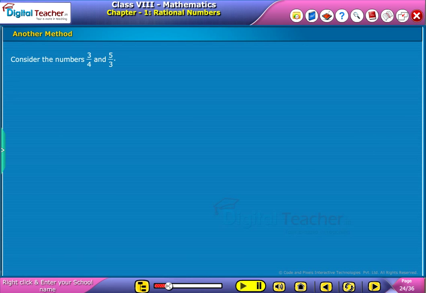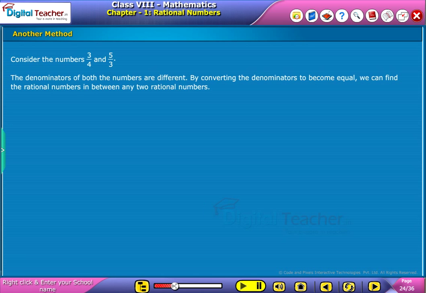Consider the numbers 3 by 4 and 5 by 3. The denominators of both the numbers are different. By converting the denominators to become equal, we can find the rational numbers in between any two rational numbers.